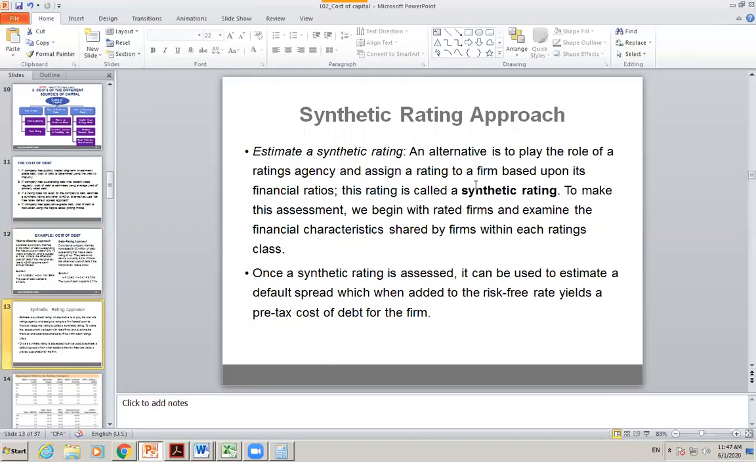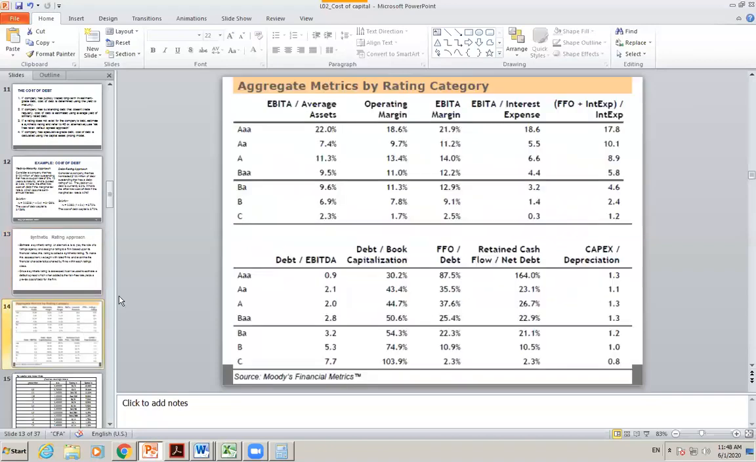To estimate the synthetic rating, the alternative is to play the role of a rating agency and assign a rating to a firm based upon financial ratios. And this rating is called a synthetic rating. To make the assessment, we begin with rated firms and examine the financial characteristics shared by the firms within each rating class. Once the synthetic rating is determined, it can be used to estimate the default spread, which can be added to the risk-free rate to yield the pre-tax cost of debt. Then it should be adjusted, of course.